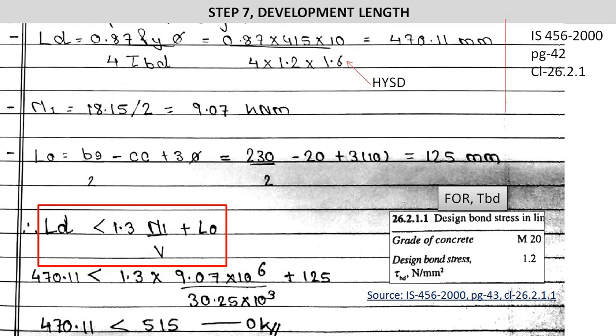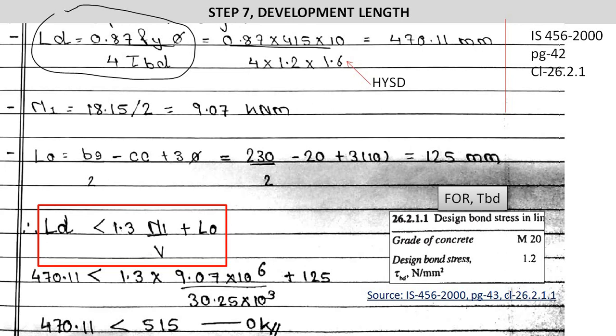The next step is step number 7, development length. You can find the formula for the development length in IS 456:2000, page number 42, clause number 26.2.1. This clause gives the formula for the development length as 0.87 Fy times the diameter of steel divided by 4 tau BD. So 0.87 Fy, where Fy is 415, the diameter of the steel is 10 mm, divided by 4 tau BD. The value of tau BD is unknown.